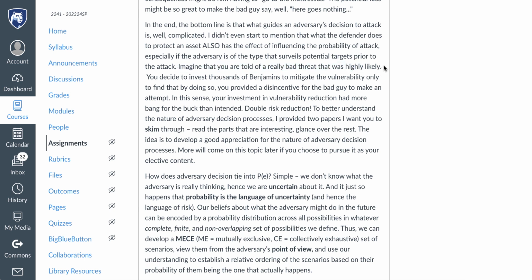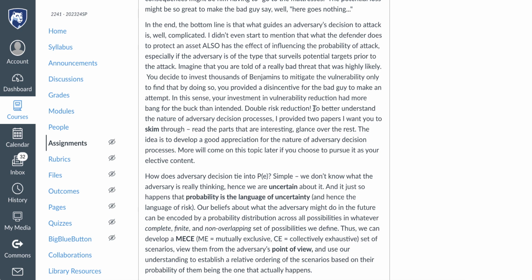Imagine that you're told of a really bad threat that was highly likely. You decide to invest thousands of Benjamins to mitigate the vulnerability, only to find that by doing so, you provide a disincentive for the bad guy to make an attempt. In this sense, your investment in vulnerability reduction had more bang for the buck than intended.